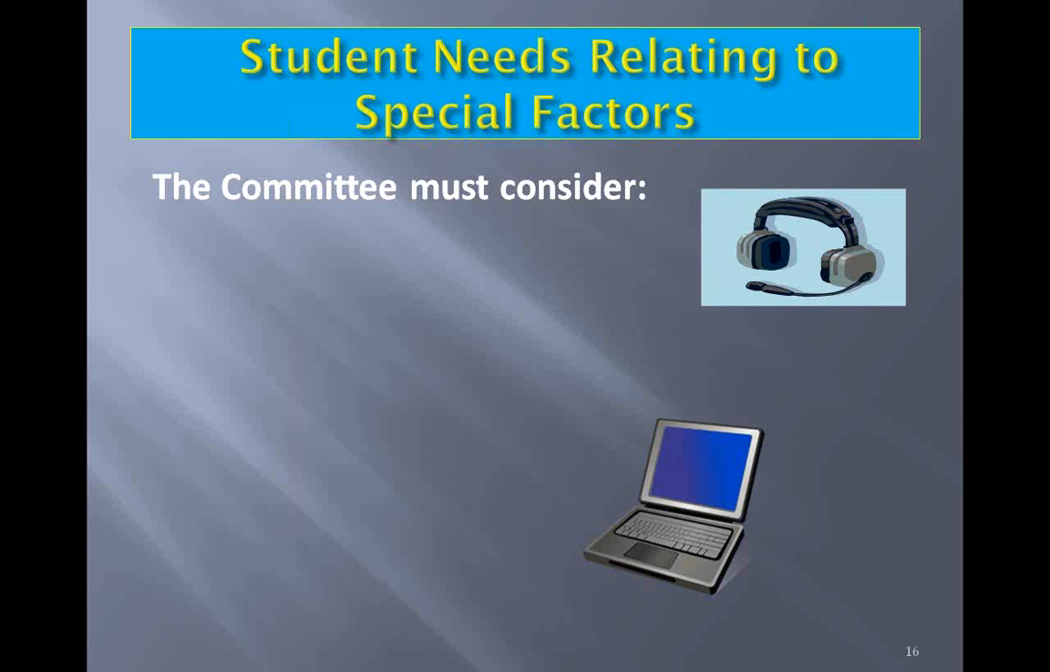So, student needs relating to special factors. When we say the committee, we're talking about the Committee on Special Education, which needs to take a lot of things into consideration. They need to talk about what's called an FBA and BIP. We love acronyms in special education. FBA is a functional behavior assessment. That's an assessment of whether the student has behaviors that impede their learning. Out of that assessment, they should develop a positive behavior intervention plan. If your son or daughter has behaviors that impede their ability to learn, that plan should be a part of their IEP.